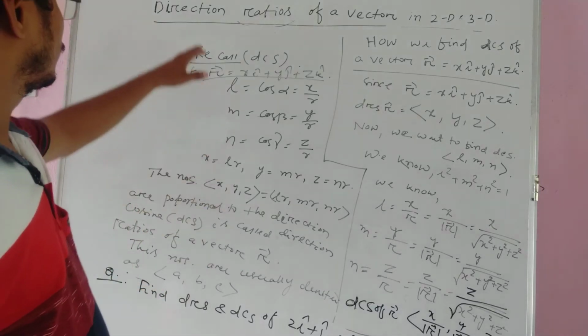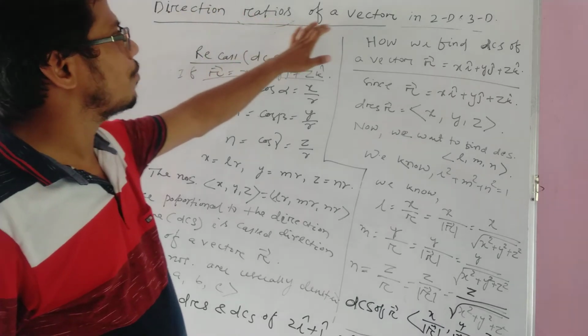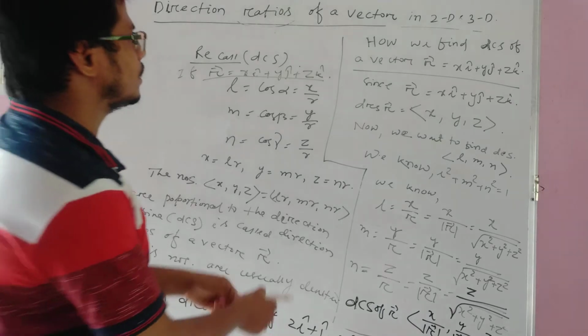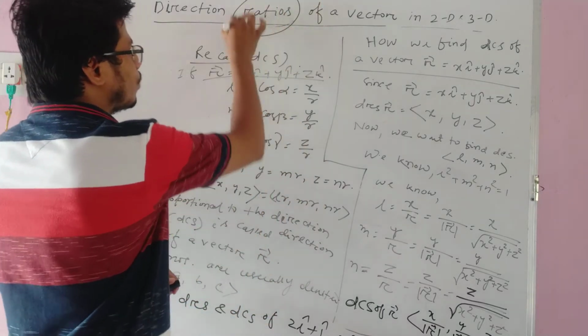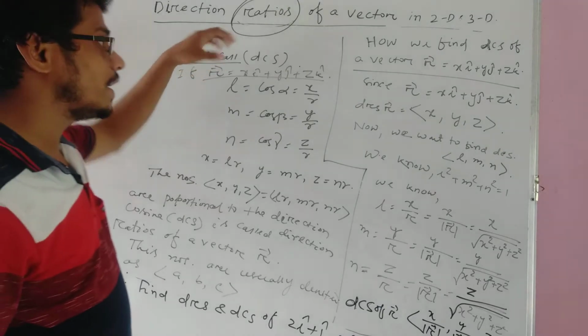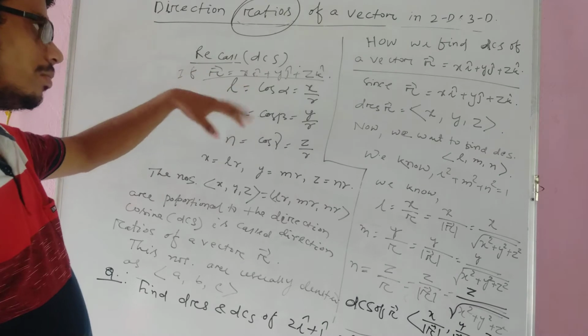Hi friend, today we discuss the direction ratio of a vector in two-dimensional and three-dimensional geometry. Direction ratio. What is direction ratio? This is a topic related to DCs. So first, let us recall some previous topics.